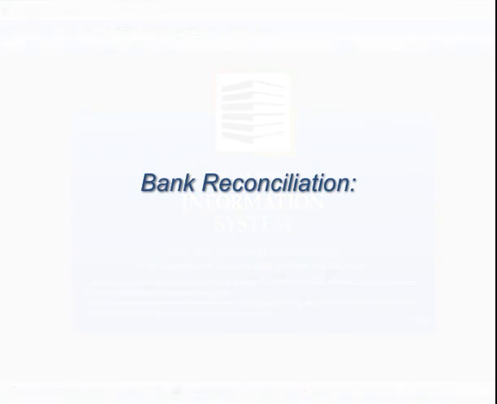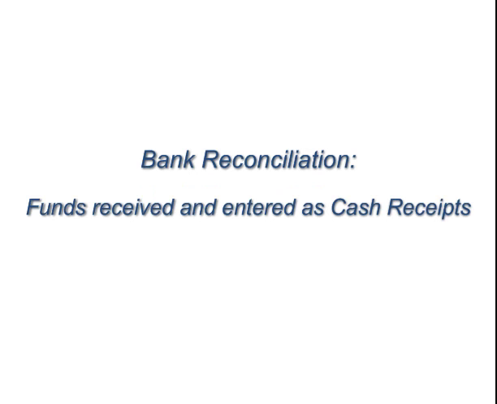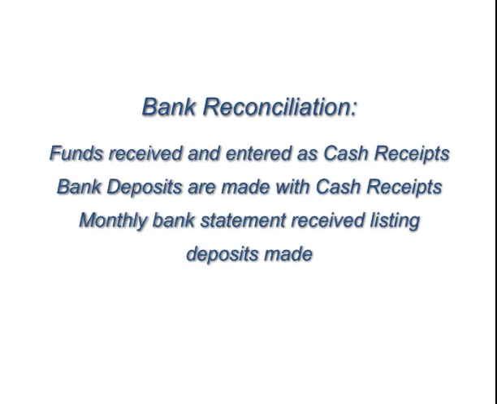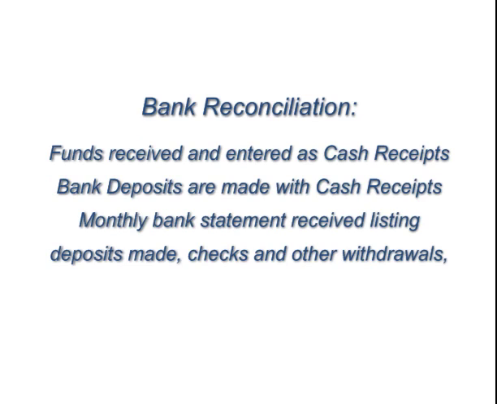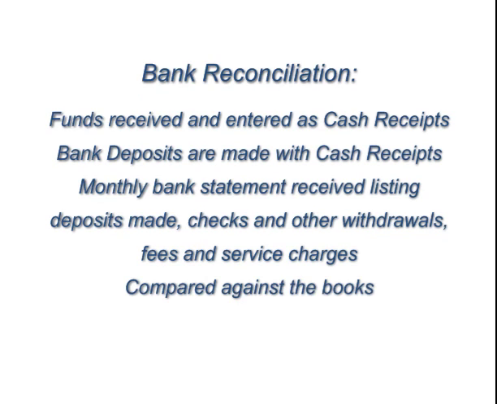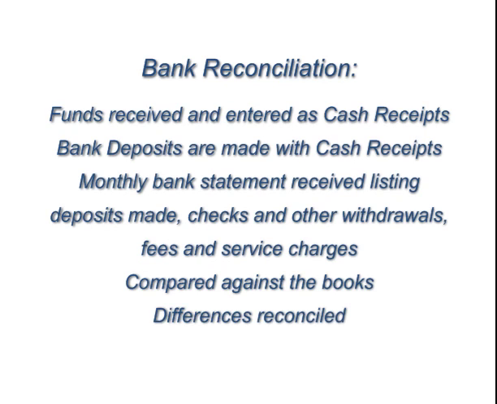In Builder Information System, the bank reconciliation process follows the general steps taken by any company or individual with respect to banking. That is, funds or payments are received as cash receipts. The cash receipts are then deposited into a bank account. The bank in turn provides a monthly statement listing deposits made, along with checks and other withdrawal transactions received against the account, as well as any fees or service charges. Finally, the bank information is compared against the books, with any differences reconciled as needed to assure accuracy.